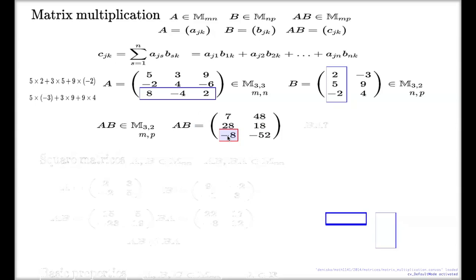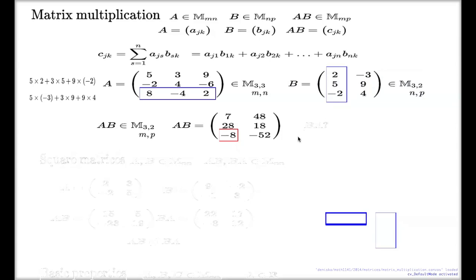For instance, this element, -8, third row, first column: I chose third row from the first factor on the left, first column from the second factor. I look at them as vectors. Both vectors have 3 components, and I dot product them. If you do that, the result will be -8. And you do this dot product as many times as you have entries in the result of your multiplication. It's an intensive computational task. Even for computers, it is an intensive computational task.